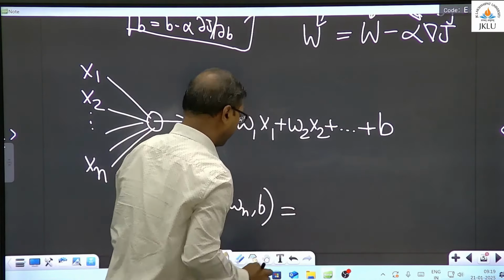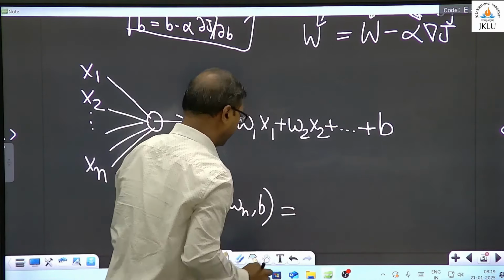And how does this thing look like? A ball shaped curve in n plus 1 dimensions. Why n plus 1? Because you have n w's and 1 b, okay. So all the imaginations that we have talked about, all this geometry that we have done for 2 dimensions, that same thing will carry forward here as well. Okay, linear regression.